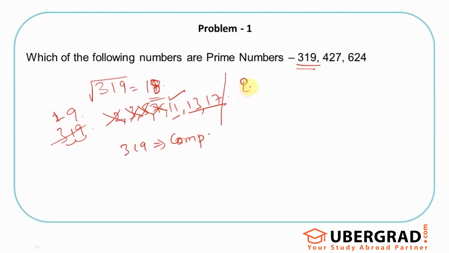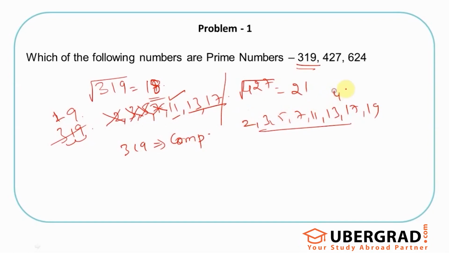Next, 427. Same logic: I take the square root of it, approximately 20. I can take 21 squared, which is 441. So again, 2, 3, 5, 7, 11, 13, 17 and 19 are the prime numbers. Is 427 divisible by 2? No, because it's not even. 3: 4 plus 2 plus 7 is 13, again no. 5, no. 7 sixes are 42, and 7 ones are 7. So it is divisible by 7. So 427 is not a prime number.